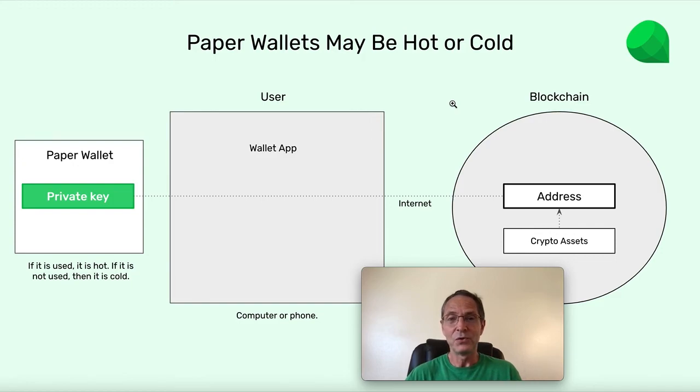So if you have two paper wallets and you used one to sign a transaction, that one is a hot wallet now. And the other one is a cold wallet because it has never been used to sign a transaction.